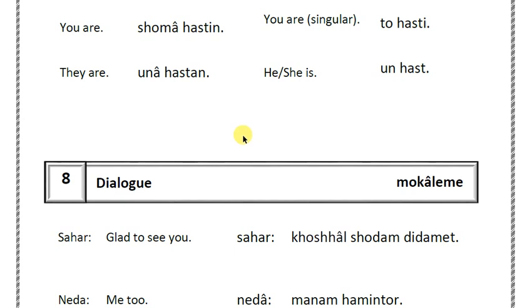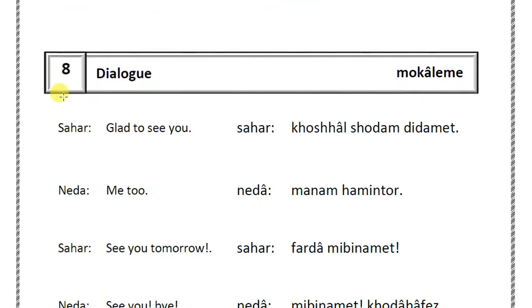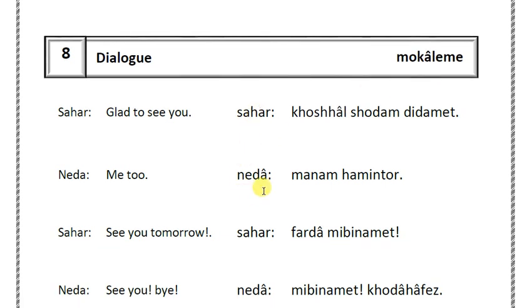Let's take a look at the next one. Again, we have a conversation. The next part is conversation again. Mokaleme. Mokaleme, conversation. Sahar and Neda are 2 names for girls.